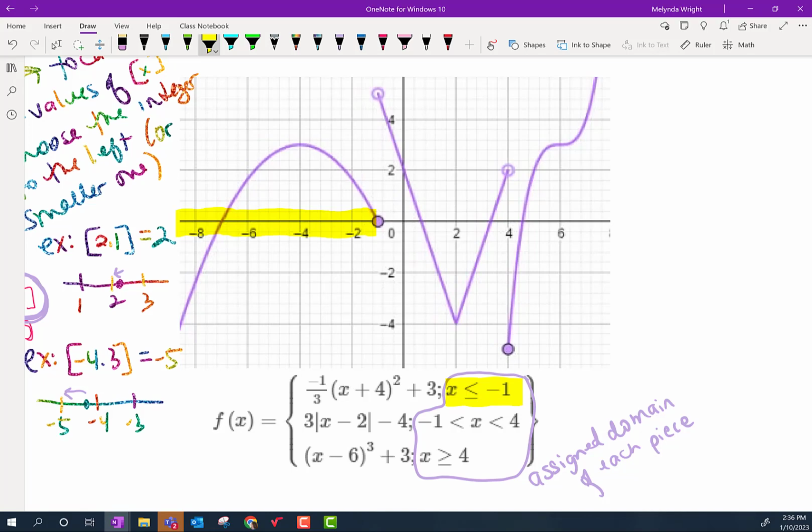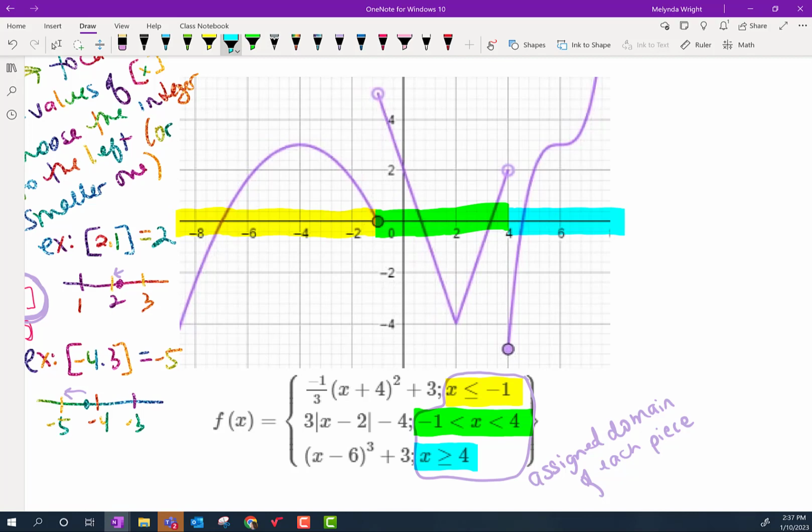The middle piece's domain starts at -1 and goes to 4. So I would start at -1 and go to 4, and that's where that absolute value graph should be. It shouldn't be anywhere else, just between -1 and 4. The last piece is where x is greater than or equal to 4. That cubic should be here. It should be from 4 and larger. That's where it resides, nowhere else.